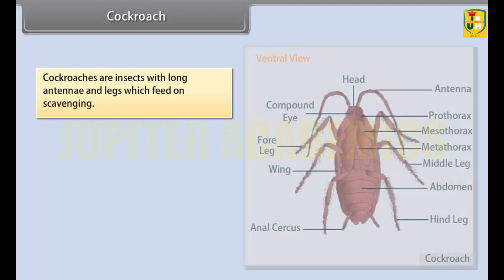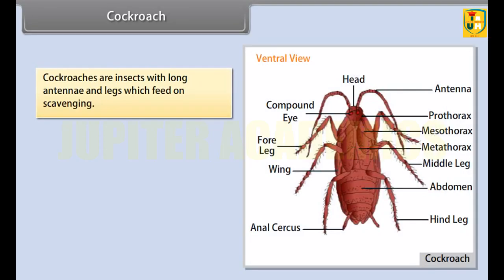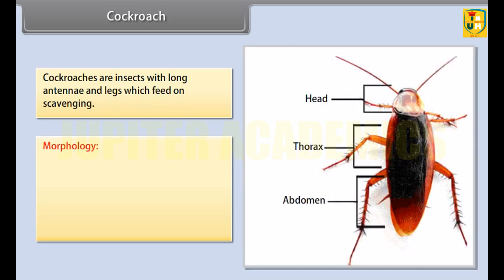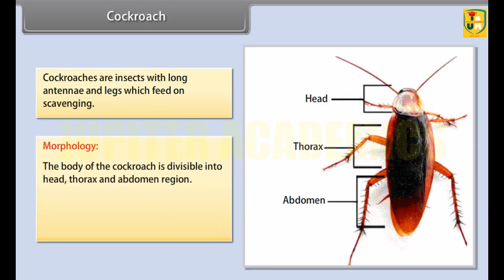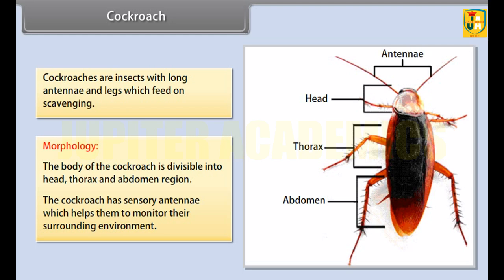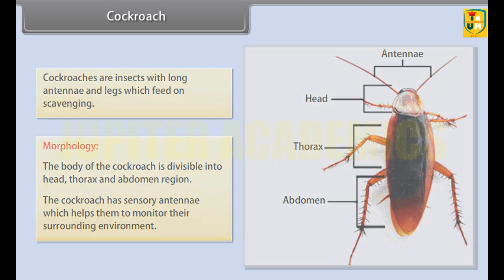Cockroach. Cockroaches are insects with long antennae and legs which feed on scavenging. Morphology. The body of the cockroach is divisible into head, thorax, and abdomen region. The cockroach has sensory antennae which help them to monitor their surrounding environment.